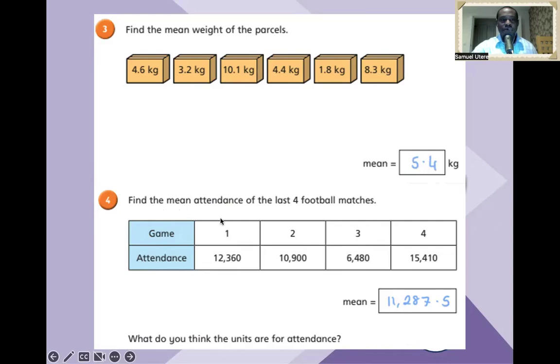Here you are asked to find the mean attendance of the last 4 football matches. So the mean attendance will be to add these numbers and you divide by 4 because you have 4 numbers in the set. What do you think the units are for attendance? Well, for attendance, we don't have units. So we're going to just write the number exactly the way it is.